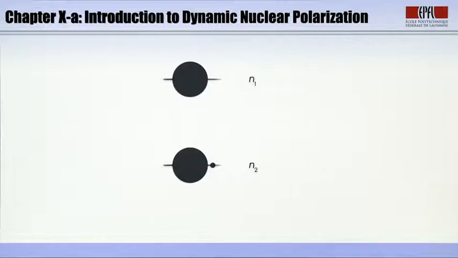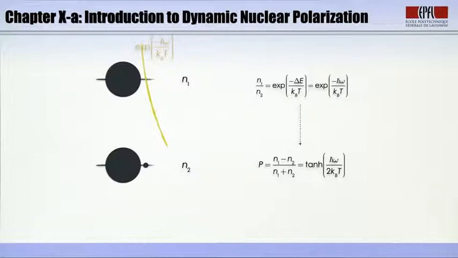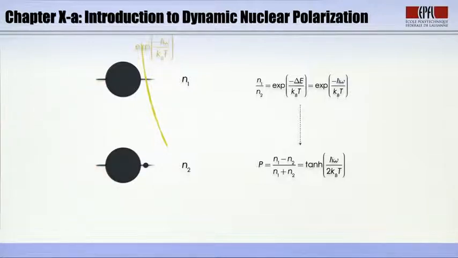Unfortunately, the distribution of population at thermal equilibrium is described by the Boltzmann law. This Boltzmann law tells you that the ratio between the populations of the two energy levels is described by an exponential law, exponential minus h bar omega, which is the transition energy, divided by kT, which is the thermal energy. From this law, if you calculate the difference in population divided by the sum, which is by definition the polarization, you end up with this formula: the tangent hyperbolic of h bar omega over 2kT.